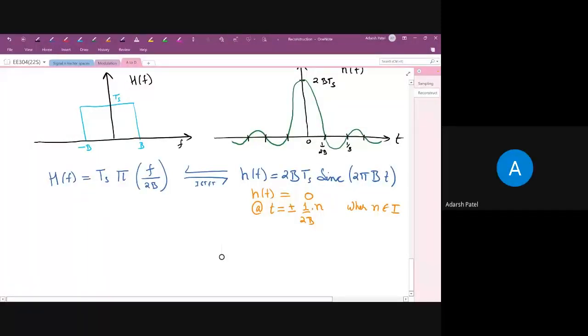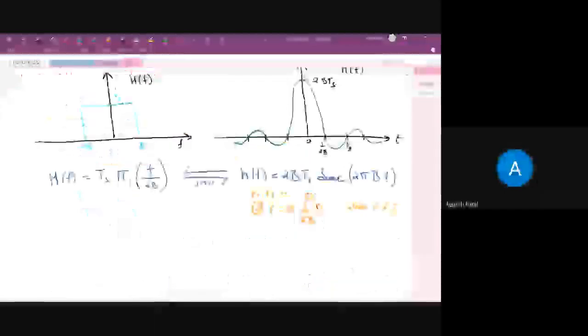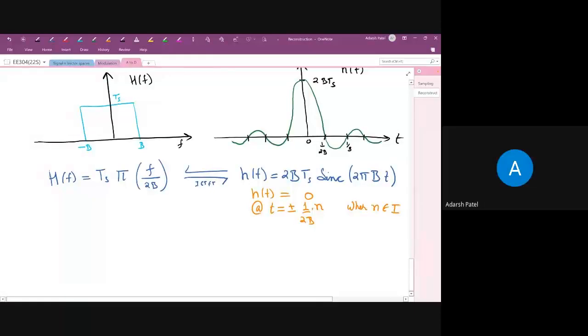So is this part clear to everyone, what we have just now said? H(f) in the frequency domain is given by this expression, and the equivalent time domain representation of H(f) is just going to be a sinc function, where we knew that h(t) is equal to 0 at time t equal to plus minus 1 upon 2b. We know this from equation number 3.